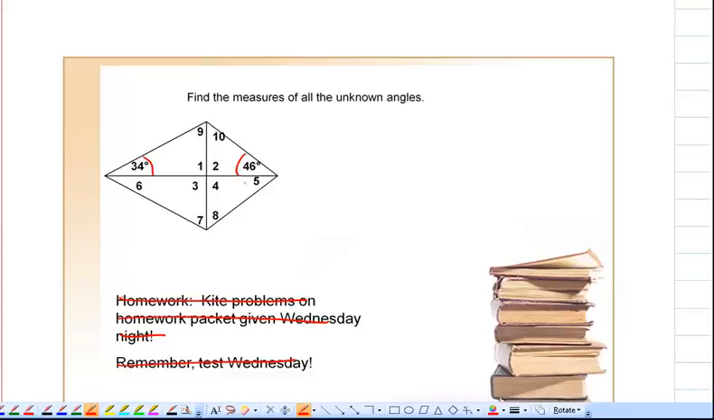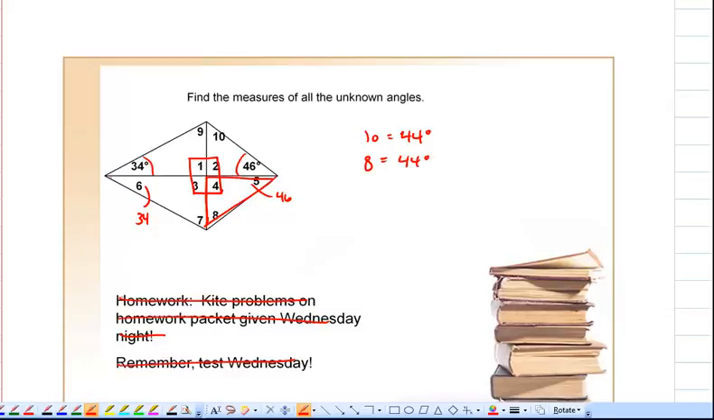Alright, what you should immediately recognize is that 5 is going to be 46 and 6 is going to be 34 because these angles have been bisected. 1, 2, 3, and 4 are all going to be 90. And then once you have that, you'll notice that every single triangle that you look at, you now have 2 of the angles. You just have to find the missing piece. So if this is 46 and this is 90, and we want to find out what 10 is, we can find out that 10 is going to be 44 degrees. 8 is going to be 44 degrees.